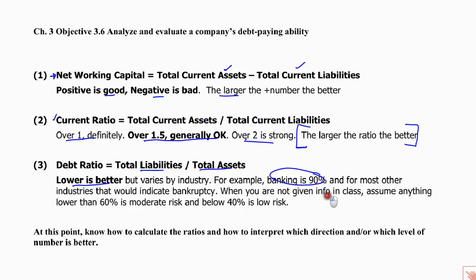When you're not given info in our class, assume that anything lower than 60% is pretty good, it's moderate risk, and below 40% is low risk. Okay? And at this point, when we go over these ratios at the end of the chapters, you want to know how to calculate them and how to interpret which direction or which level the number is better. Okay? It won't be till the very end of the term when we go into financial analysis that we might dig a little deeper.